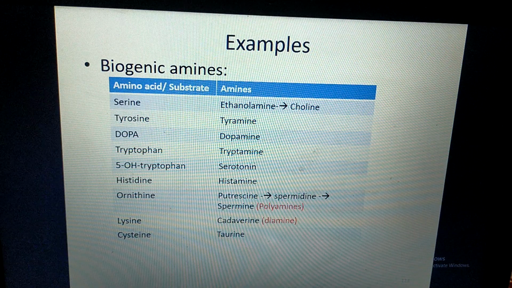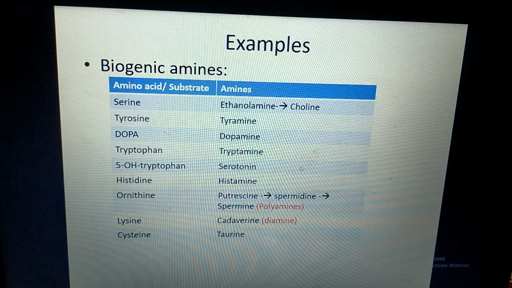Ornithine is a basic amino acid, so it contains more than one amino group. So on decarboxylation, ornithine forms polyamines, and the examples of these polyamines are putrescine, spermidine and spermine. These have a very important role. Remember the names of polyamines whenever you are asked in viva. So how are they formed? They are formed from decarboxylation of the basic amino acid ornithine, and the examples are putrescine, spermidine and spermine.